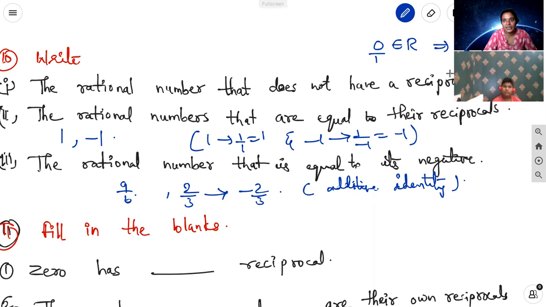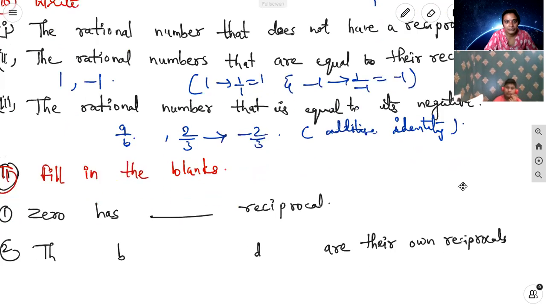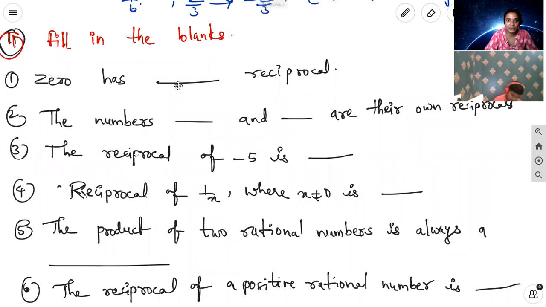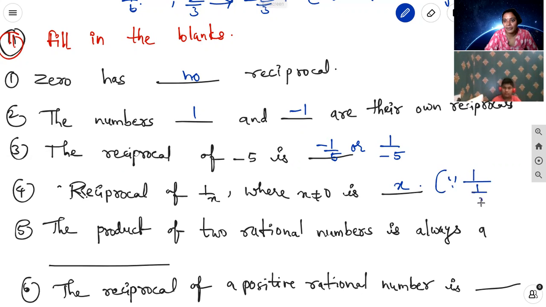Okay, fill in the blanks. Zero has no reciprocal. The numbers 1 and minus 1 are their own reciprocals. The reciprocal of minus 5 is minus 1 by 5 or 1 by minus 5. The reciprocal of 1 by x, where x is not equal to 0, is x only.